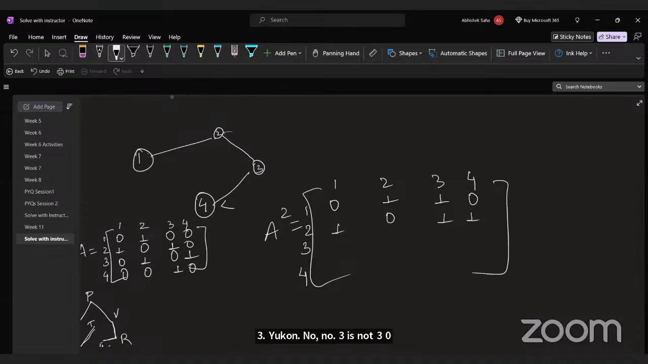Wait, 2 to 3 is 0 because it is a direct connection. It is not a double connection. Look, A square means double connection. It doesn't care about any other connection.